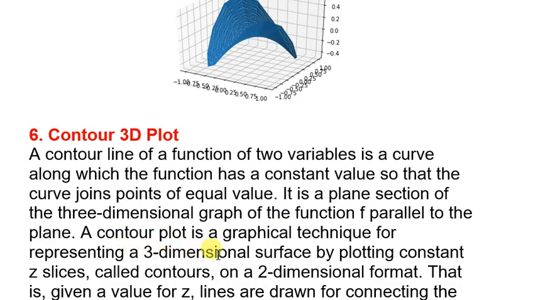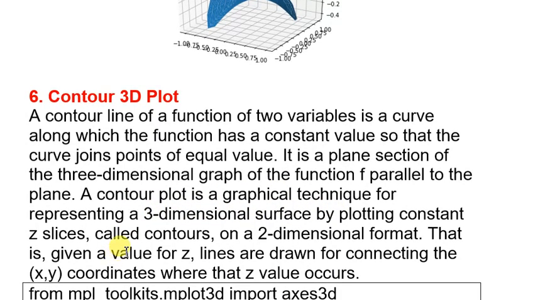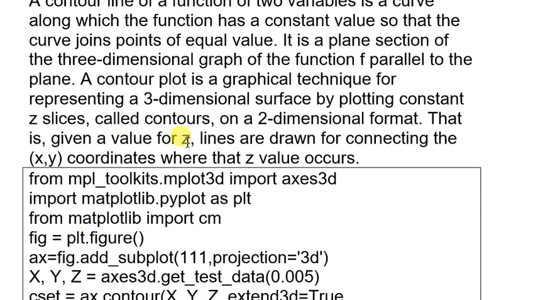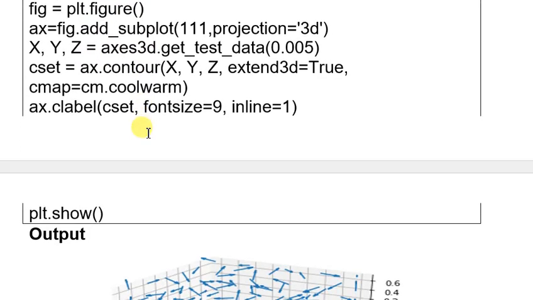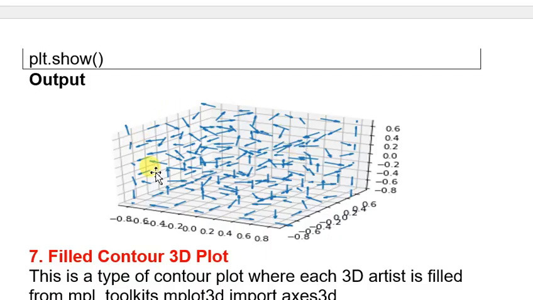A contour plot is a graphical technique for representing a three-dimensional surface by plotting constant z slices, called contours, on a two-dimensional format. That is, given a value for z, lines are drawn connecting the x, y coordinates where that z value occurs. Okay, from mpl_toolkits import Axes3D, from matplotlib.pyplot as plt and from cm. Okay, these are the plots, and finally we got this result.